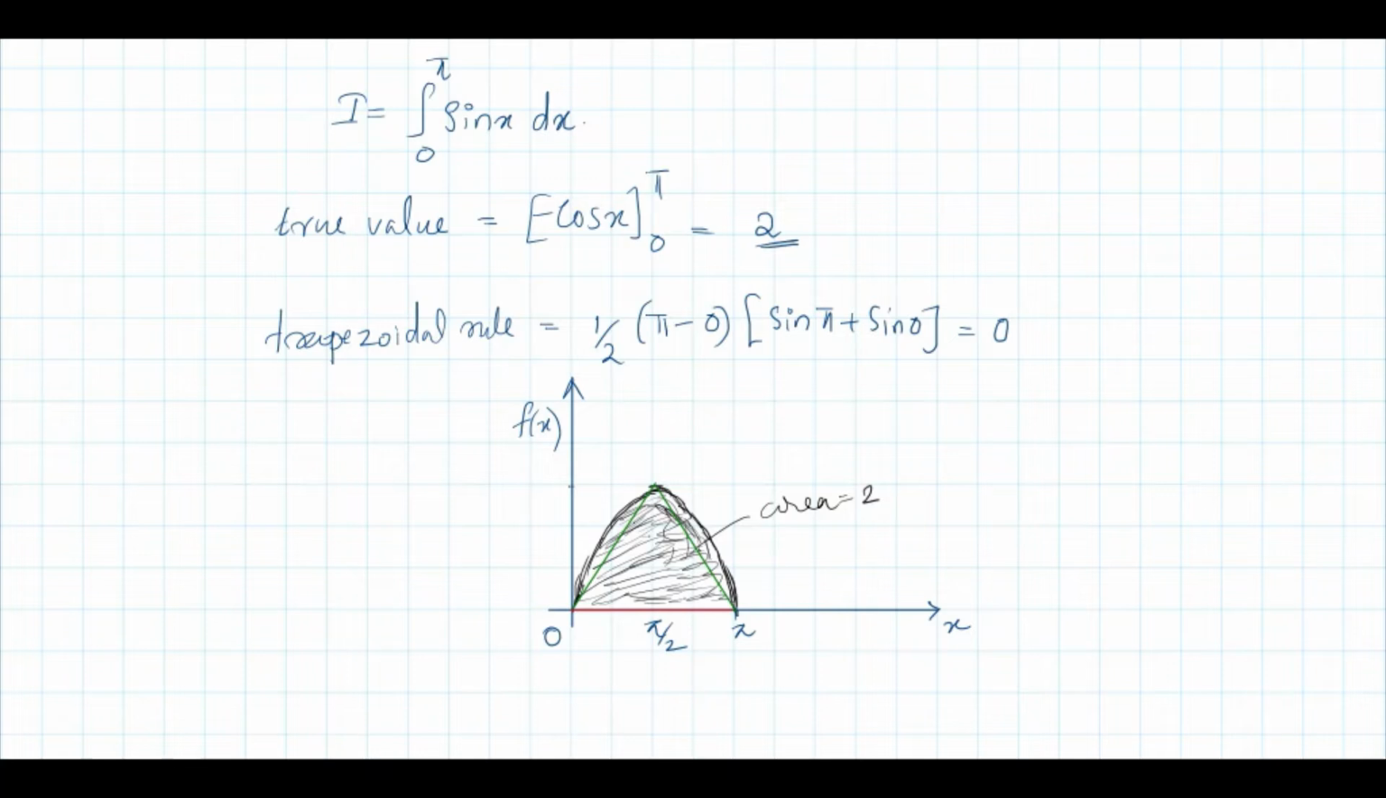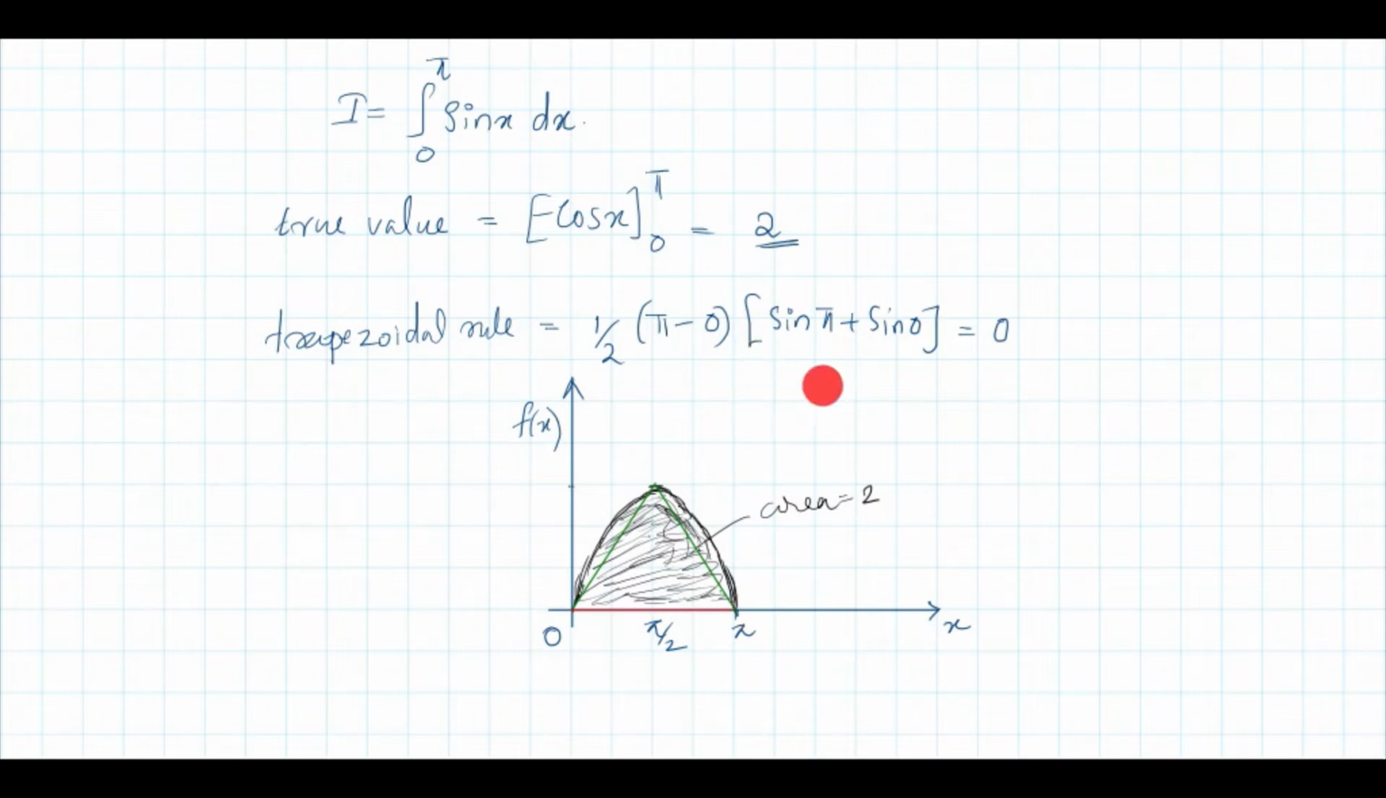Okay. Consider this function. I is equal to integral 0 to pi of sin x dx. The given function is sin x. If you plot sin x from 0 to pi, that will be something like this. The true value of the integral is minus cos x from 0 to pi, answer is 2. If you apply the trapezoidal rule, you have to draw a straight line from 0 to pi. That straight line will be along the x-axis.